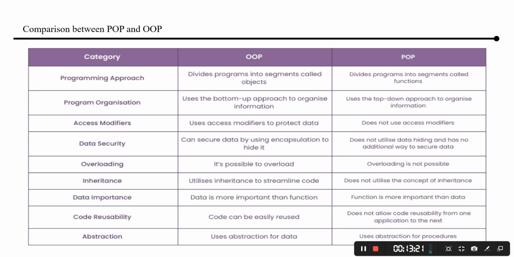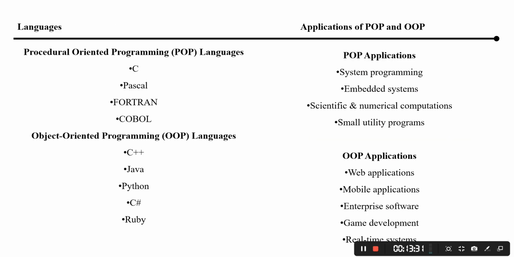Object-oriented programming uses abstraction on data. Data abstraction is there. In procedure-oriented programming, abstraction is for procedures. Next, coming to various languages under procedure-oriented programming and object-oriented programming paradigm. Under procedure-oriented programming paradigm, C, Pascal, Fortran, COBOL, and under object-oriented programming, C++, Java, Python, C Sharp, Ruby.